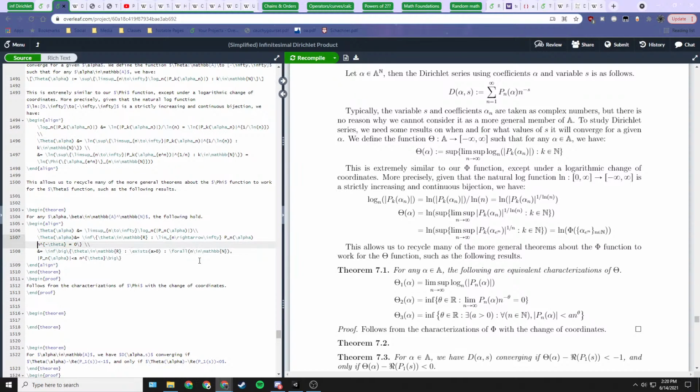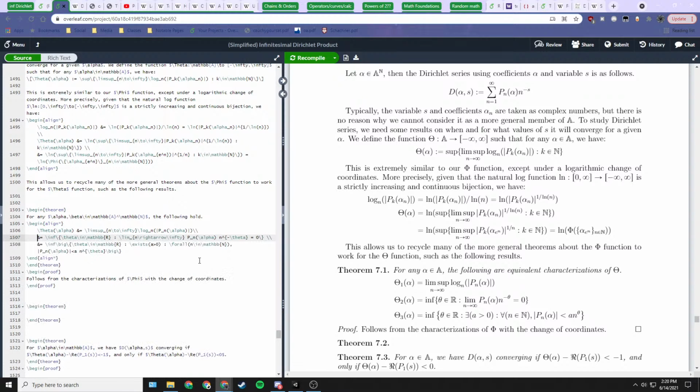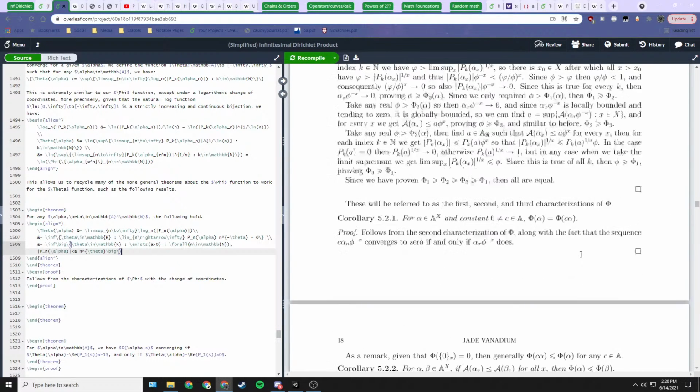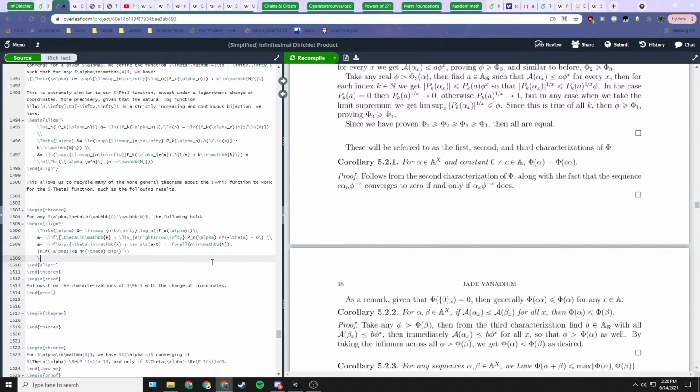And then we could also say, in addition to that, we have beta. Alpha plus beta is less than or equal to the max of theta alpha and theta beta.